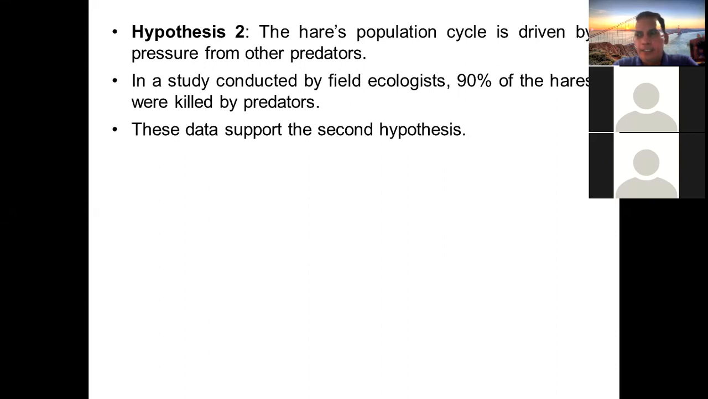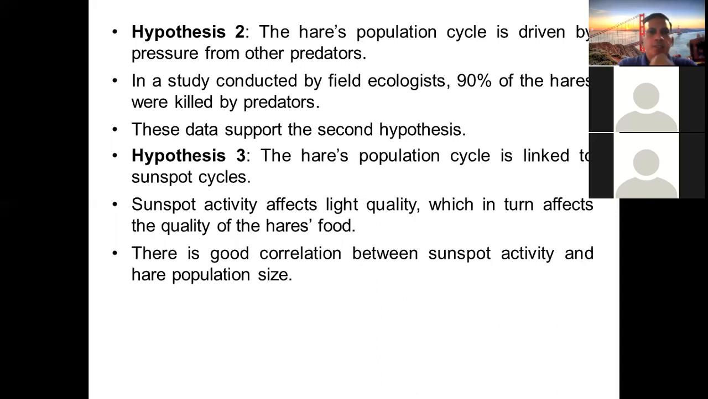There was a specific number of hares, let's say some thousands, and they were taken and isolated in a particular area along with the lynx. After a couple of months, it was concluded that 90% of the hares were killed by predators. Only 10% survived. So we can say that this hypothesis too is correct. The number goes down because of the predation by the higher animal, that is the lynx.